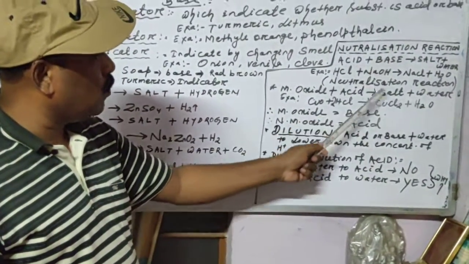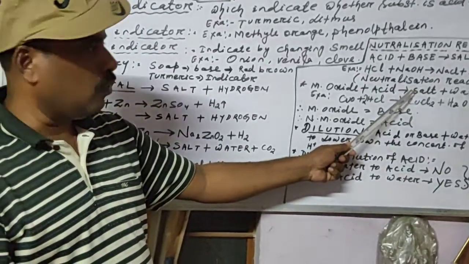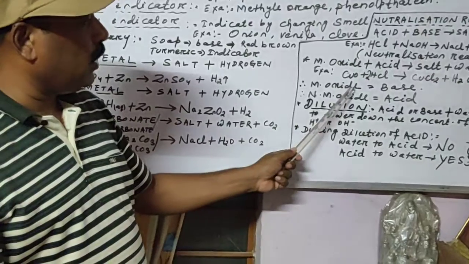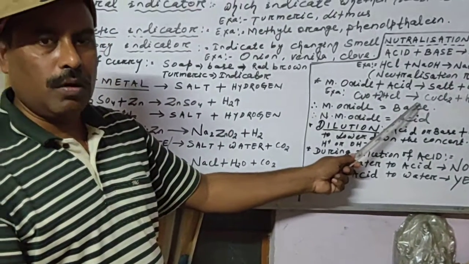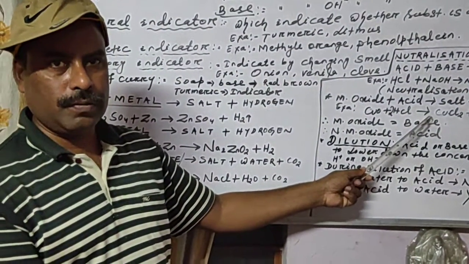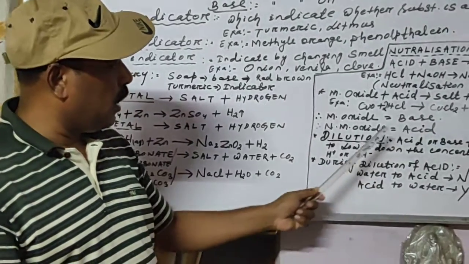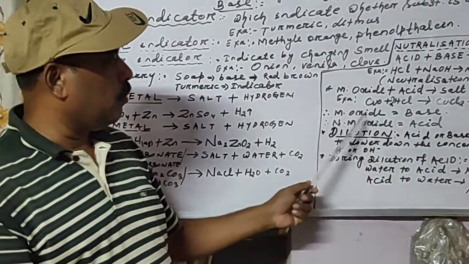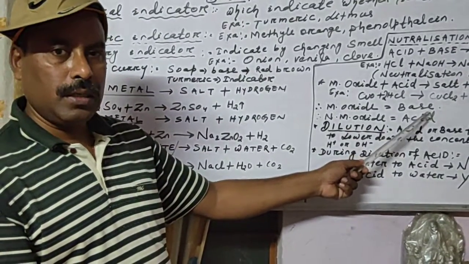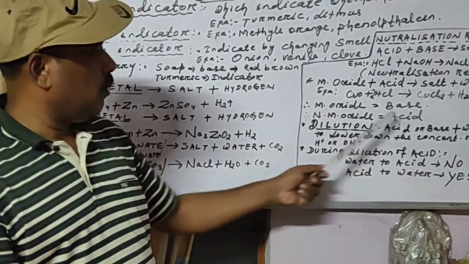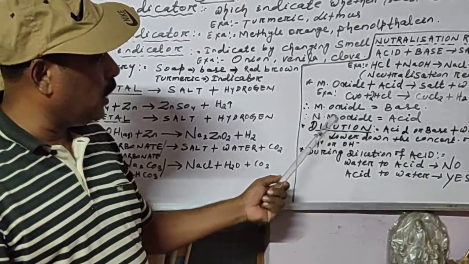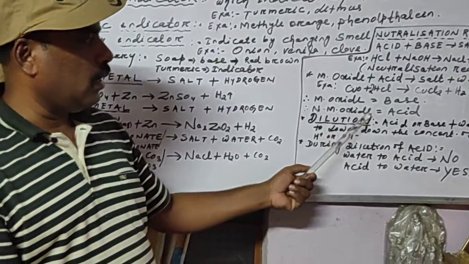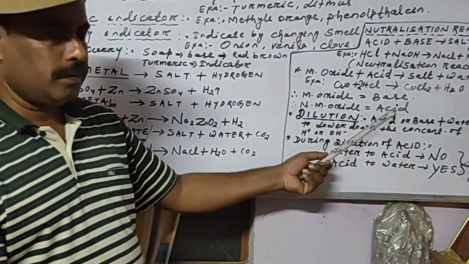So from these two reactions, we finally conclude that metal oxide is same as base. All the metal oxides are basic in nature. Similarly, non-metal oxides are acidic in nature. Like magnesium oxide, base. Sodium oxide, base. But non-metal oxides, that is carbon dioxide, sulfur dioxide, are known as acids.